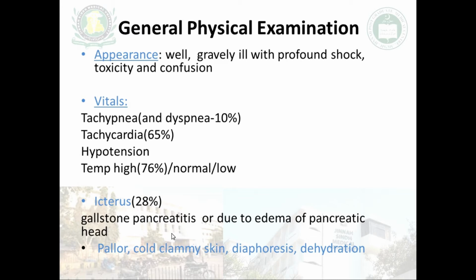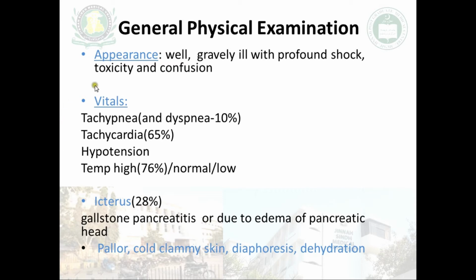So when you do the general physical examination of a patient, the first thing you see is the appearance. The patient can be well with a mild acute pancreatitis. They can be gravely ill with profound shock, toxicity and confusion in cases of severe acute pancreatitis.